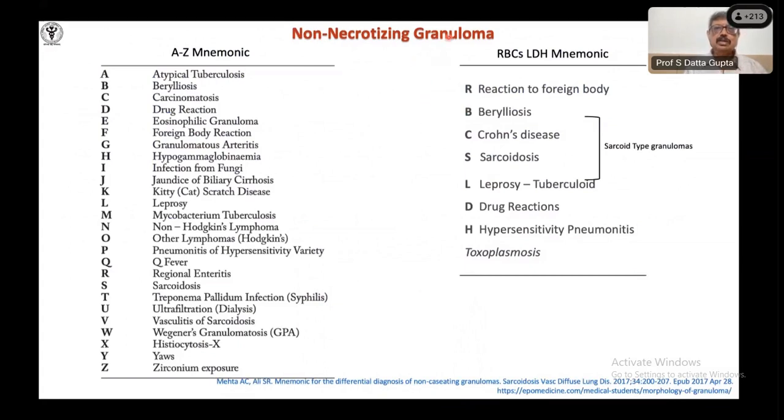So non-necrotizing granulomas, there is a whole list from A to Z, starting from atypical tuberculosis to zirconium exposure. There is an easy way, think of RBCs and LDH: foreign body reaction, berylliosis, Crohn disease, sarcoidosis, typical sarcoid-type granulomas, leprosy, drug reaction, hypersensitivity pneumonitis. These are the common types, and in some countries you can have toxoplasmosis. RBCs, yes, and LDH, okay?